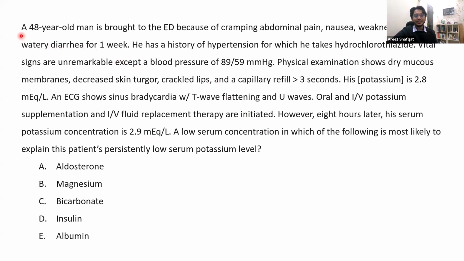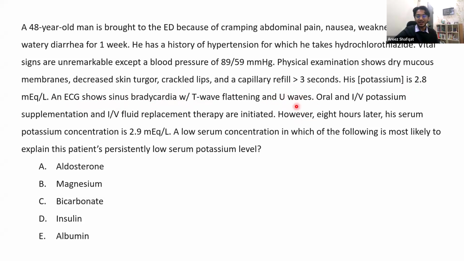So a similar question: a 48-year-old man is brought to the ED because of cramping abdominal pain, nausea, weakness, and watery diarrhea for 1 week. He has a history of hypertension for which he takes thiazide diuretics. Vital signs are unremarkable except a blood pressure of 89/59 millimeters of mercury. So he's hypotensive. Physical examination shows dry mucous membranes, decreased skin turgor, cracked lips, and a capillary refill of greater than 3 seconds. His serum potassium is 2.8, the normal is 3.5 to 5. EKG shows sinus bradycardia with T wave flattening and U waves.